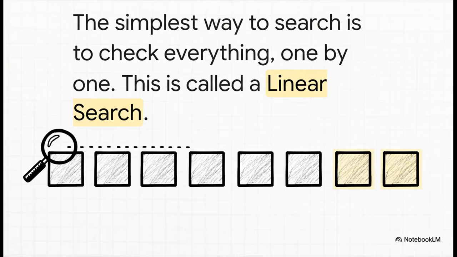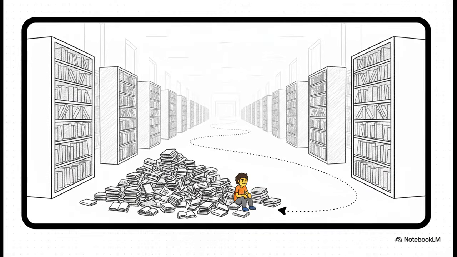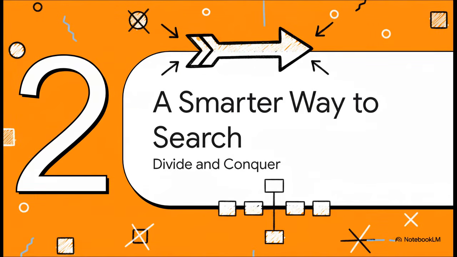Well, the most obvious way, the way we'd probably all think of first, is to just start at the beginning and check every single thing one by one until you stumble upon what you're looking for. It's super straightforward, super simple. And it has a name, a linear search. But just imagine trying to do that in a giant library with millions of books. To find one specific title, you'd have to literally pull every single book off the shelf. For a service like Netflix, with a massive catalog, this method isn't just slow, it's completely, utterly impractical. It would never work.